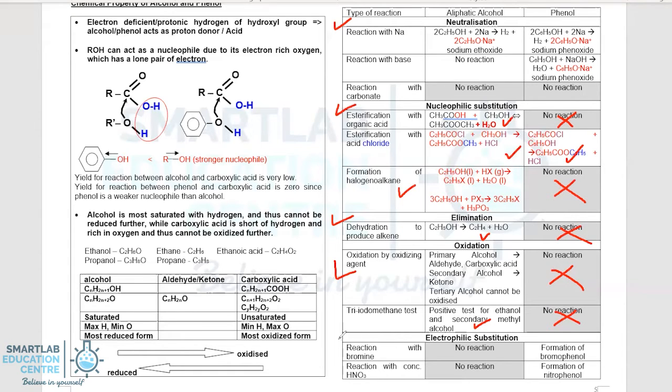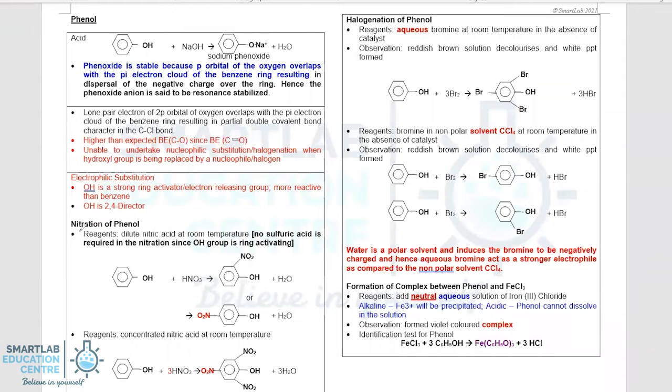We'll now look at the final reaction, electrophilic substitution. Electrophilic substitution involves only the benzene ring. So in this case, alcohol does not undertake electrophilic substitution, but only phenol does. In the electrophilic substitution of phenol, there are 2 reactions that we have to run through. One is nitration, the other one is halogenation of phenol.